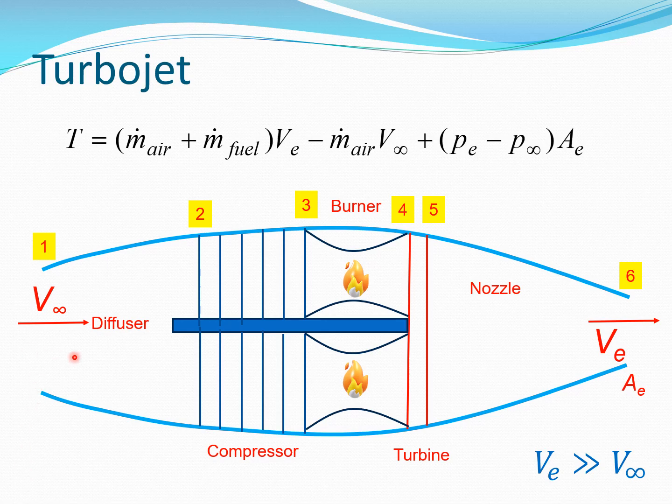If we look at the turbojet, the velocity comes in and then it goes out of here, and typically turbojets work on the principle that VE is substantially larger than V infinity because they create a lot of thrust. And of course you can see from this that it's not going to be very efficient.